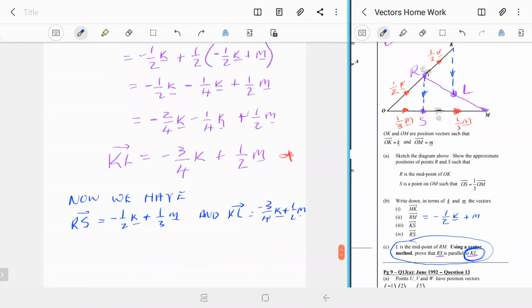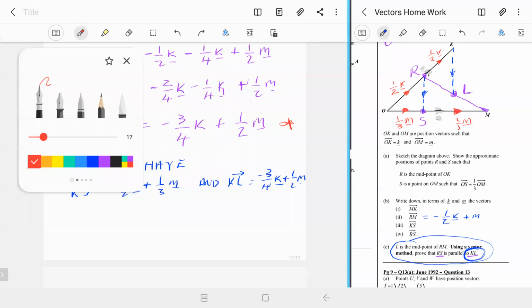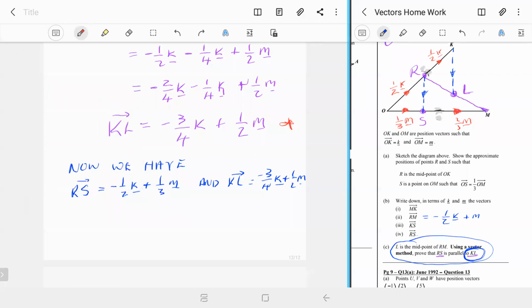Now that we know KL, and we have the two vectors, RS and KL, we want to show that they are parallel. Three steps. What's the first step? Remove any fractions. How do I get rid of the fractions? What number can I multiply by? 6. Beautiful. If I multiply this by 6, all the fractions are gone.